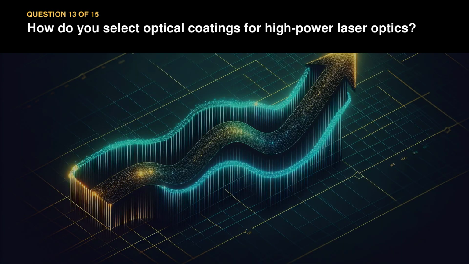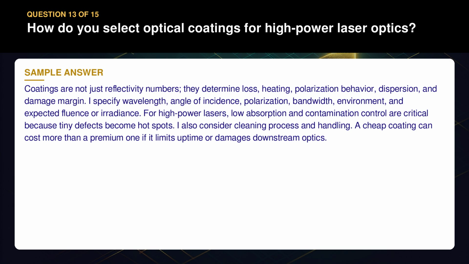Question 13. How do you select optical coatings for high-power laser optics? Coatings are not just reflectivity numbers. They determine loss, heating, polarization behavior, dispersion, and damage margin. I specify wavelength, angle of incidence, polarization, bandwidth, environment, and expected fluence or irradiance. For high-power lasers, low absorption and contamination control are critical because tiny defects become hotspots. I also consider cleaning process and handling. A cheap coating can cost more than a premium one if it limits uptime or damages downstream optics.